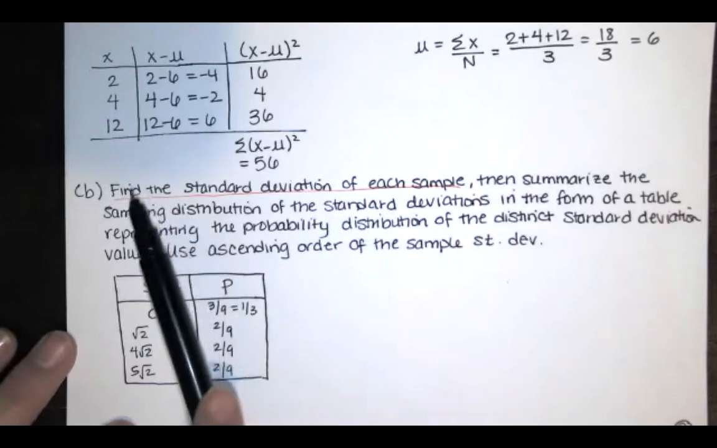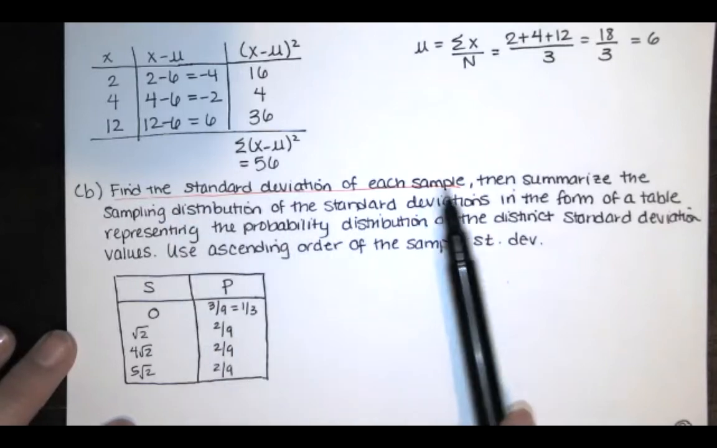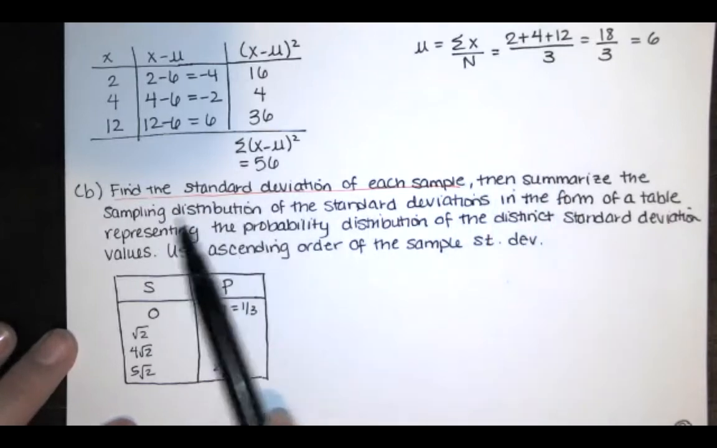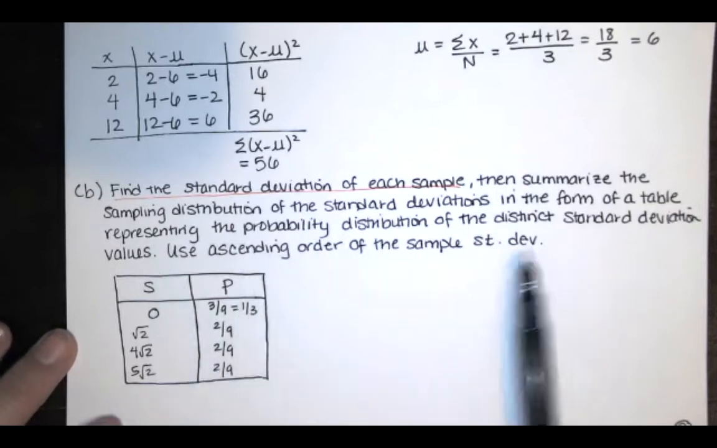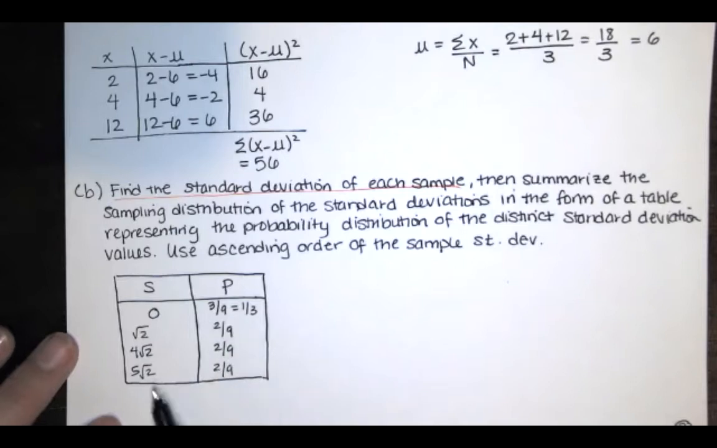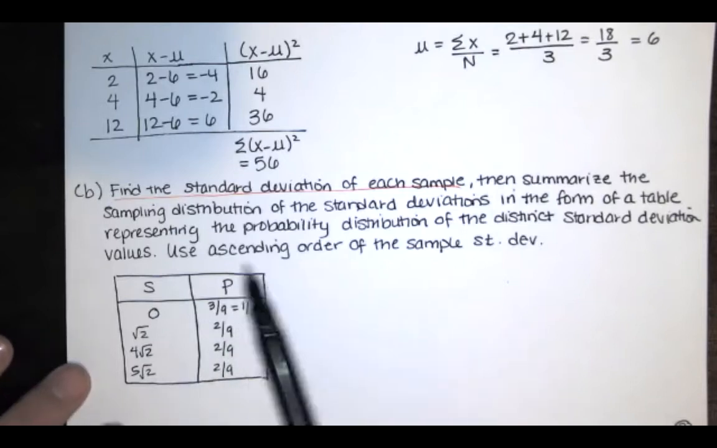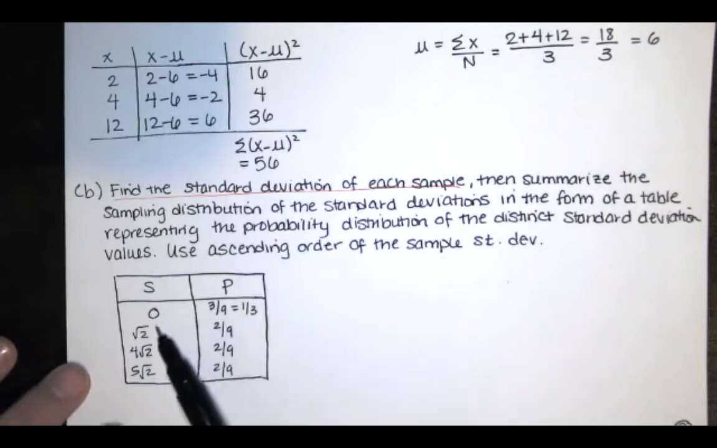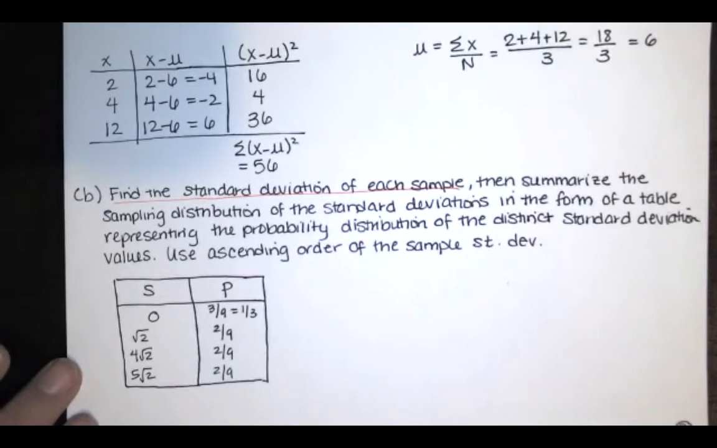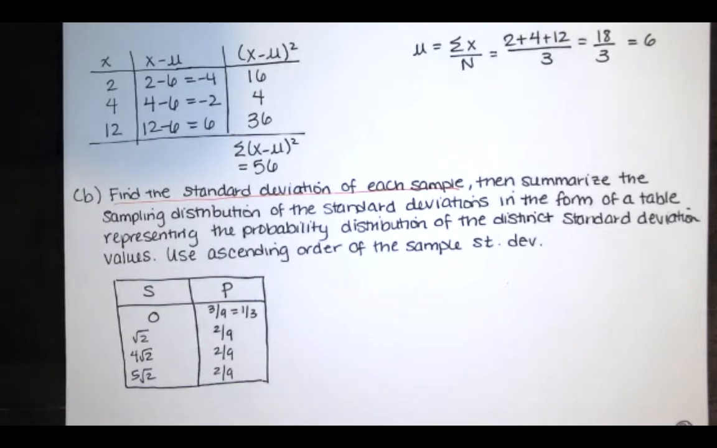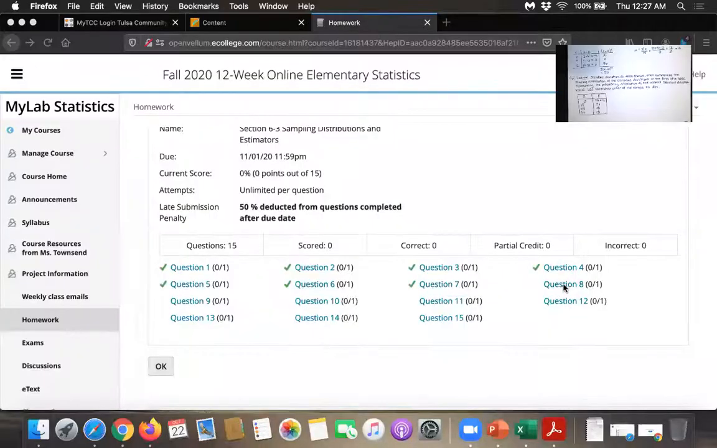Okay, so it asked us to find the sample standard deviation, then summarize the sampling distribution in the form of a table representing the probability distribution of distinct standard deviation values. Use ascending order with the sample standard deviations. That's what we did. 0, then square root of 2, then 4 square roots of 2, and then 5 square roots of 2. Okay, and I think that's it for that part of that question. Let's go to the homework and make sure we answer it.